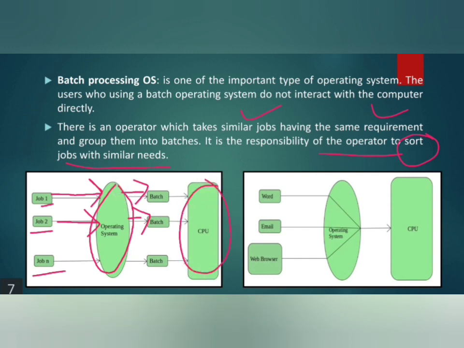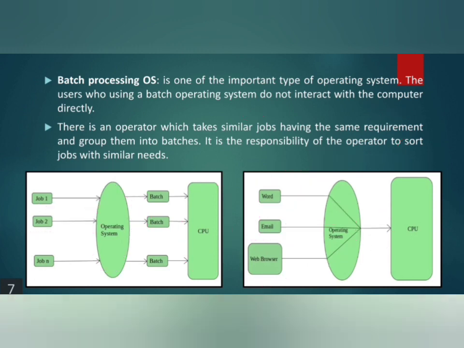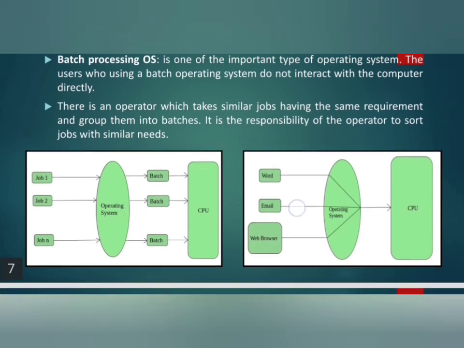In this diagram you can see that there is Word and email and web browser. So these are similar kinds of jobs which are sent to the operating system, and these are made into one single batch and sent to the CPU. So with this diagram you can understand how the grouping of the batches is made for different requirements or different jobs. Different batches are made, and for similar jobs only one batch is made and sent to the CPU. So this is a batch operating system.